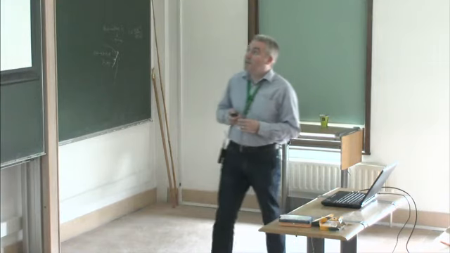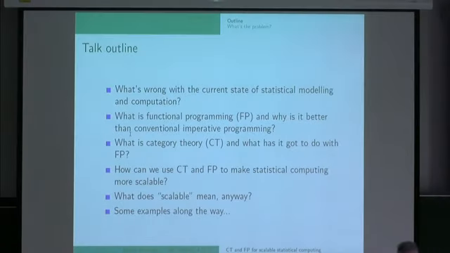Okay, so as a quick outline, what's wrong with what we're doing now, or what most people are doing now? What is functional programming anyway, and why do some people think it's better than imperative programming? What's category theory? Because category theory isn't something that was part of my mathematical education. What's it got to do with FP? And how can we use category theory and FP together to make statistical computing more scalable? And what actually does scalable mean anyway? Because that's not really so obvious either.